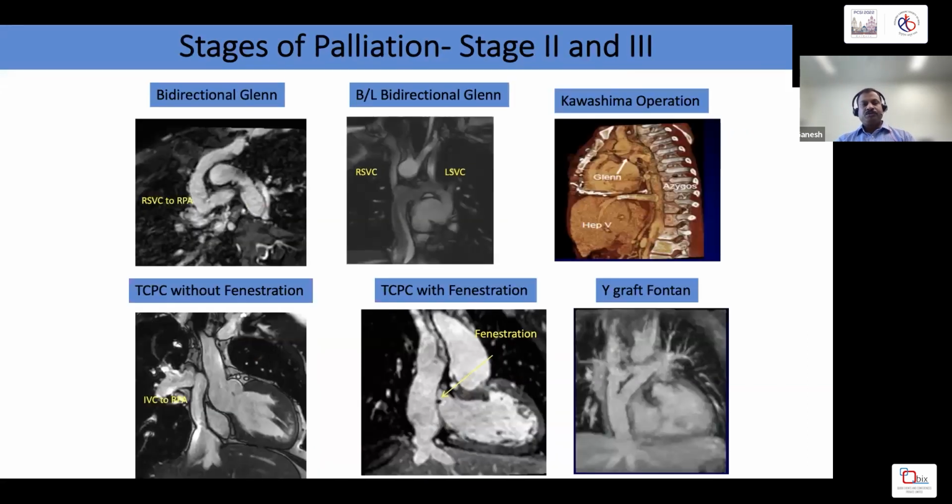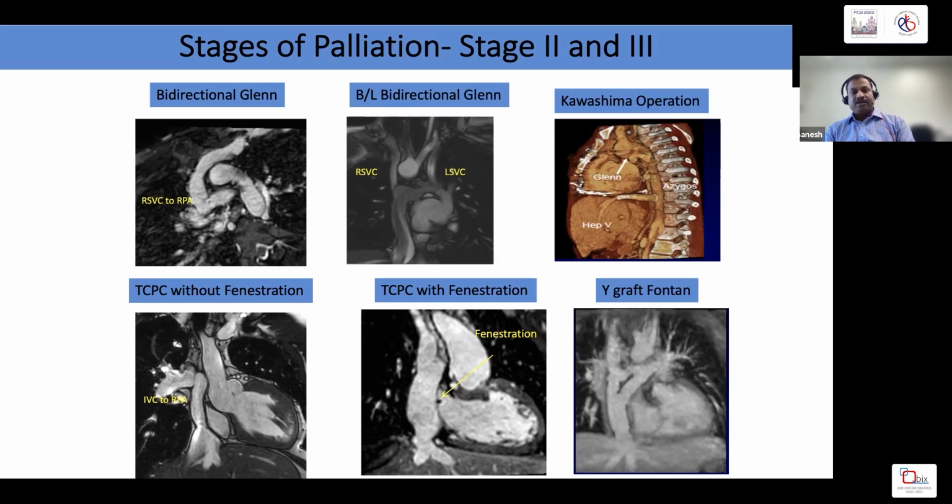The stage 2 is bidirectional Glenn, wherein the superior vena cava is connected to the pulmonary artery. And in those patients with bilateral superior vena cava, both the right and left SVCs are connected to the pulmonary arteries. In patients with interrupted IVC with azygous or hemiazygous continuation to the superior vena cava, Kawashima operation is performed. And following that, in stage 3, the hepatic veins are also baffled to the pulmonary arteries using a graft.